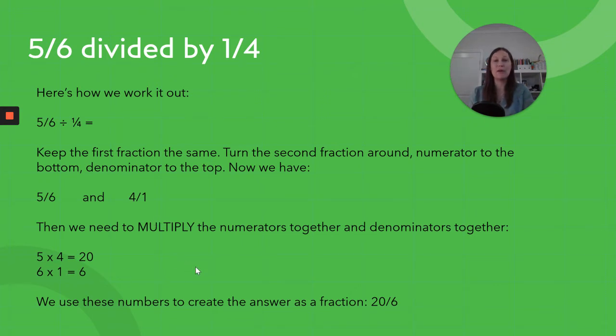Then what we do is we multiply. Now I know we're doing division, but here we're going to invert it and use multiplication. So we're going to multiply the numerator from the first fraction and the numerator from the second fraction, our new second fraction. So I've got 5 times 4, that'll be 20. And then I'm going to do the same thing for my denominators, 6 times 1, which will give me 6. When I put those two together into a fraction, using that numerator and that denominator, I have the fraction 20/6.